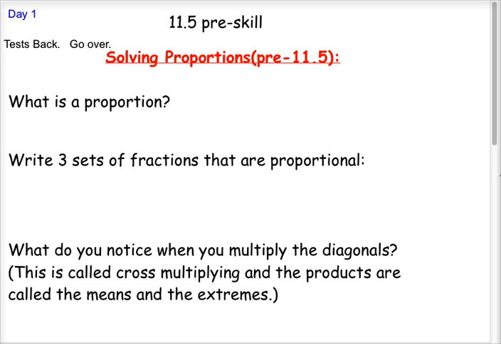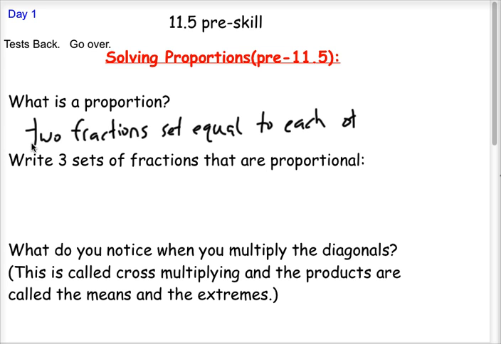So, what is a proportion? Well, a proportion is two fractions set equal to each other. So when I reference proportions, that's really what we're talking about, two fractions that are set equal to each other. Now, write three sets of fractions that are proportional.